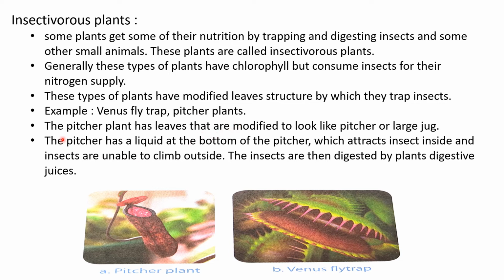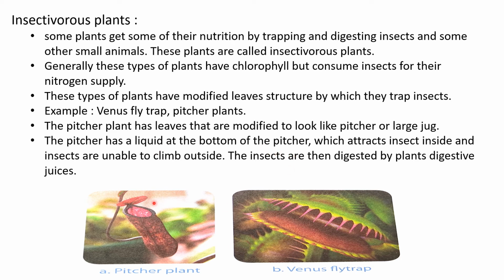Here see, the pitcher plant has leaves that are modified to look like a pitcher or large jug. In the picture down on the left side you can see this is the pitcher plant, and this is the leaf of the pitcher plant. That leaf is modified like a pitcher and is very attractive. The insect will think that this is a very nice flower or some coloring. So they will come and sit on it, and then the leaf will capture the insect. The pitcher has a liquid at the bottom.